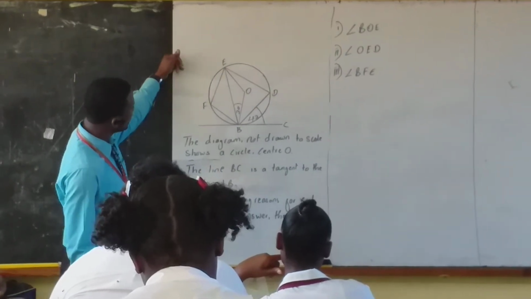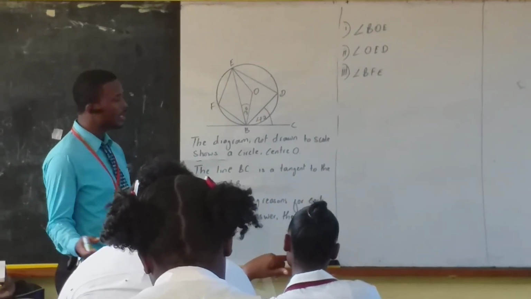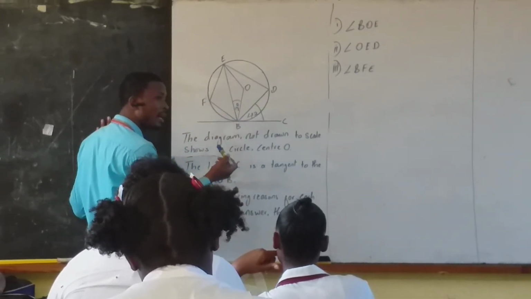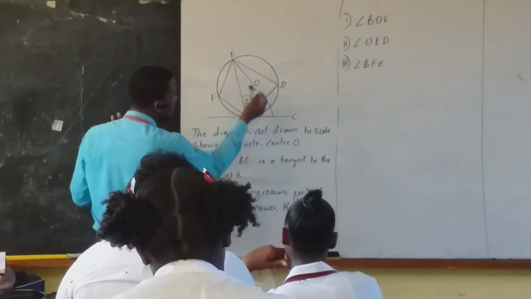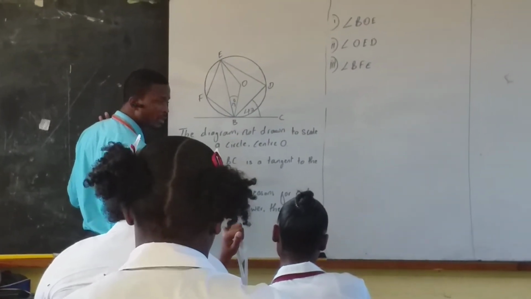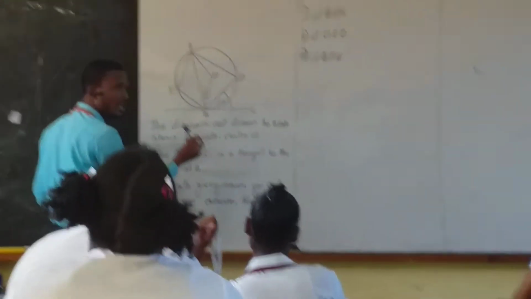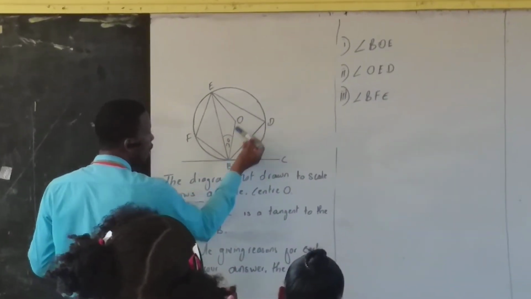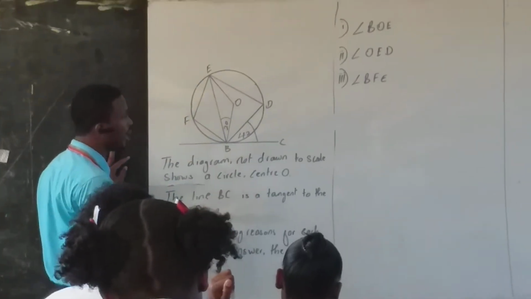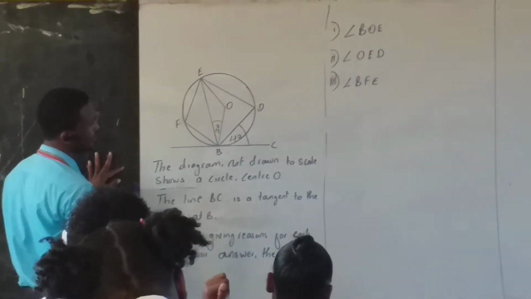And if O is the center of the circle, there are some lines we can identify. From O to B, what kind of line would that be? It must be a radius. It's gone from the center to the circumference. So we know that OB must be a radius, and OE is also another radius.